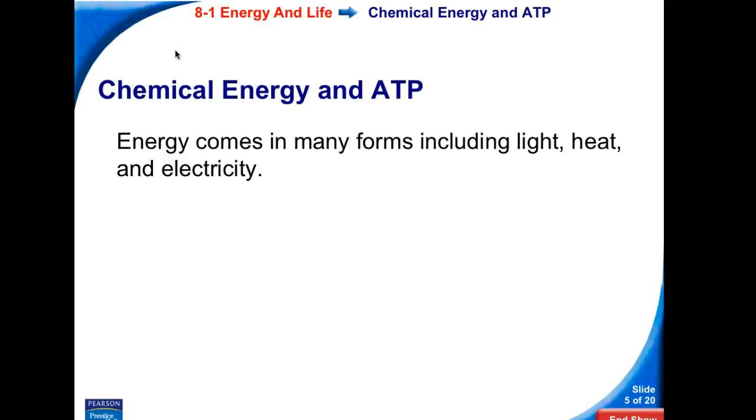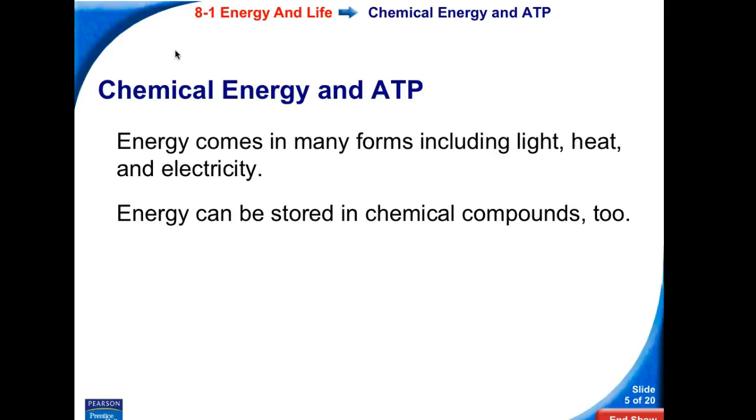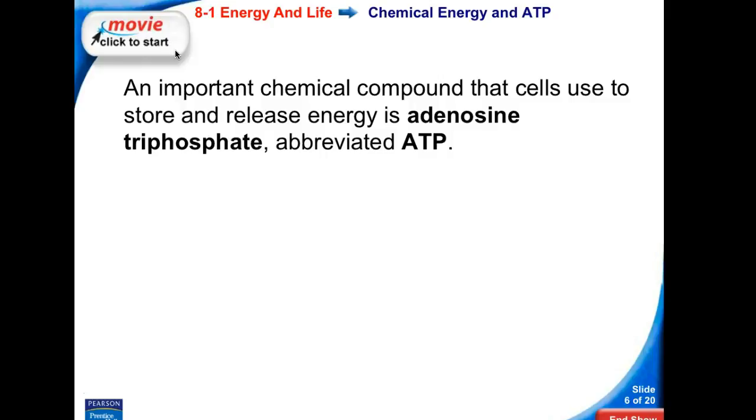We just finished a chapter on energy, chemical energy, and ATP. Energy comes in many forms, including light, heat, and electricity. We've also discussed potential energy and chemical energy. We said that energy can be stored in chemical compounds. Chemical energy, being stored energy, recall, is potential energy. An important chemical compound that cells use to store and release energy is a molecule called adenosine triphosphate, abbreviated ATP.